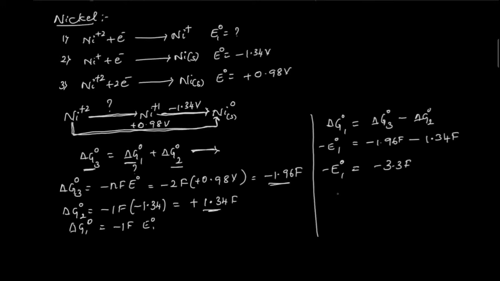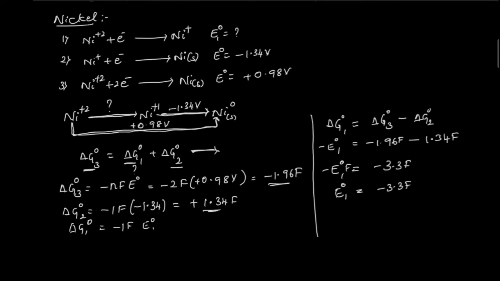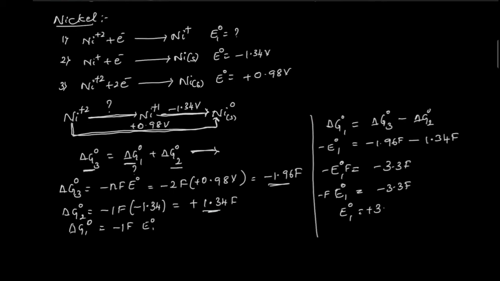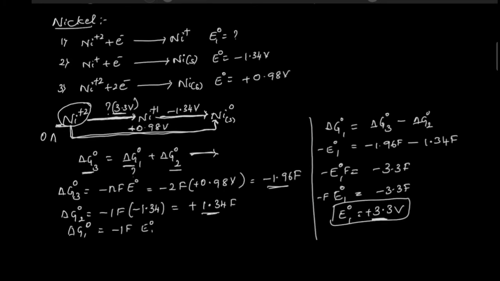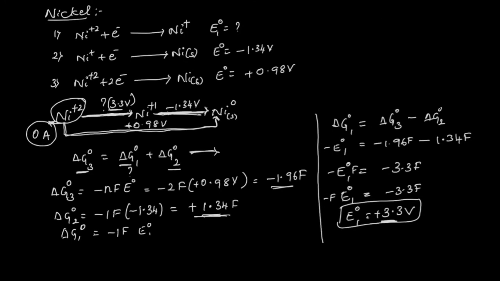After calculating this, you will get the E naught value for the first step as minus 3.3 F. Here you have to write F. F will get cancelled on both sides. E naught for the first step is plus 3.3 volt. So you can observe this is a highly positive standard reduction potential. That's why nickel +2 is a good oxidizing agent.